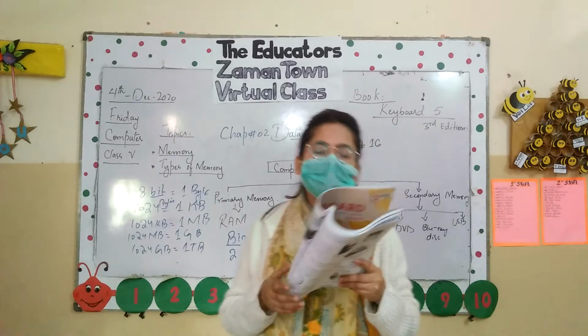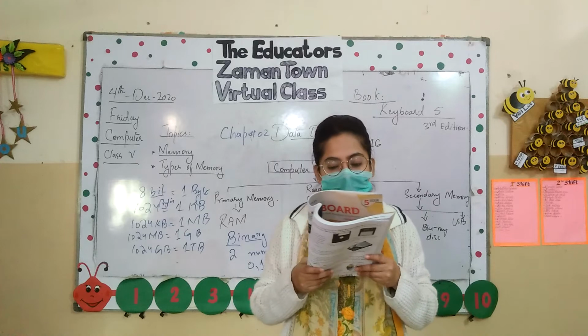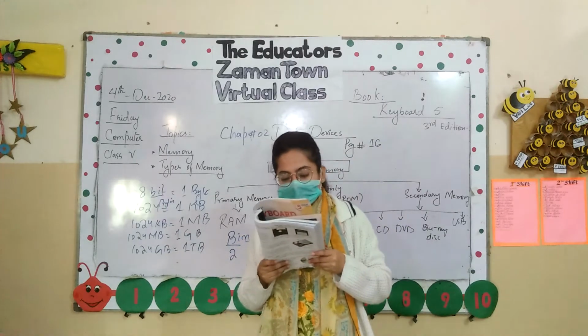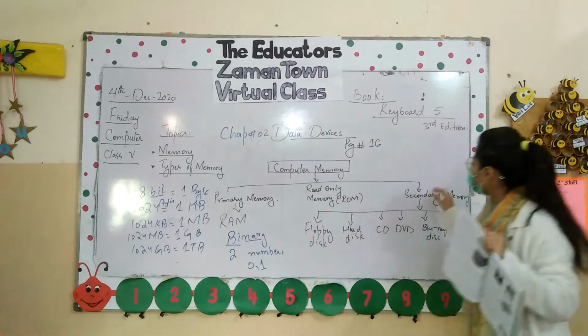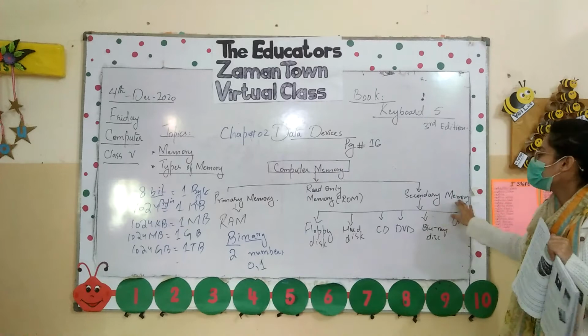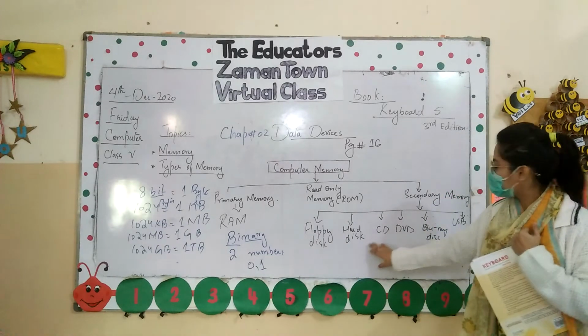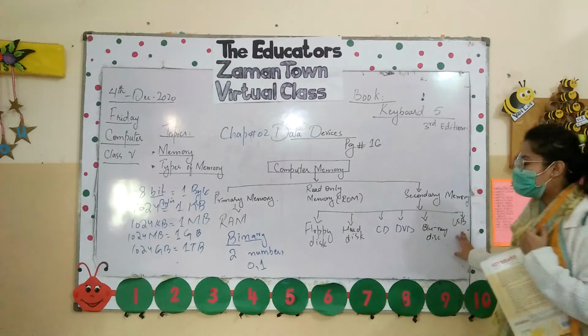ROM has features of both primary and secondary memory; non-volatile is the common point. Secondary memory will be discussed in detail in the next section, meaning the next heading. We have the third memory, that is secondary memory. In secondary memory we have floppy disk, hard disk, CD (compact disk), DVD, Blu-ray disk, and USB.